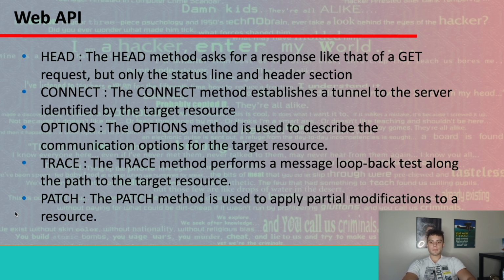Then we have the TRACE method, and from the name you can see that it is used to target a certain resource and to find the path to it. And then the PATCH method is basically used to apply some modifications to the resource that you accessed. So those are basically all the methods, guys, and as you can see, they are very few. Obviously we're going to extend that way more once we jump into the Python programming.